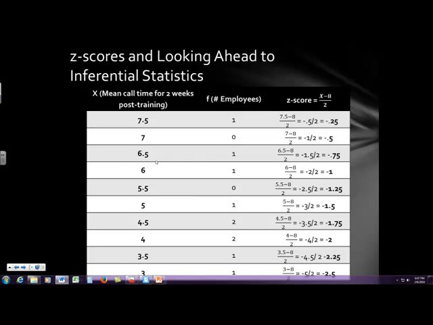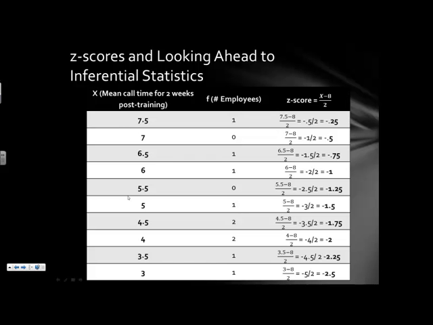After training, remember, 10 people participated in training, and then we looked to see what their call times were. One trainee had an average call time of 7.5 for the 2 weeks after training. One had an average call time of 6.5. One had an average call time of 6. One of 5. 2 at 4.5. 2 at 4. 1 at 3.5. And then 1 had an average call time of 3.